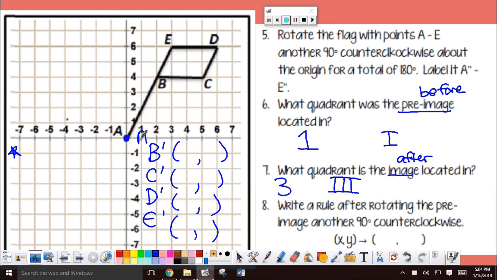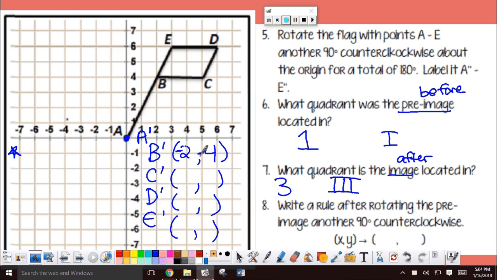So that's going to be my A prime. Okay? So look at your paper, and what does it look like the new B value is going to be? Well, it looks like it's going to be at a 2, 4, but what do we know about quadrant 3? We know that the x value has to be negative, and so does the y value. So it's going to be at negative 2, negative 4.